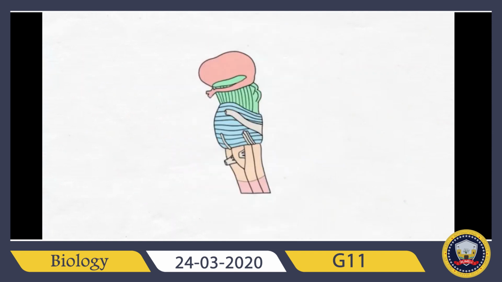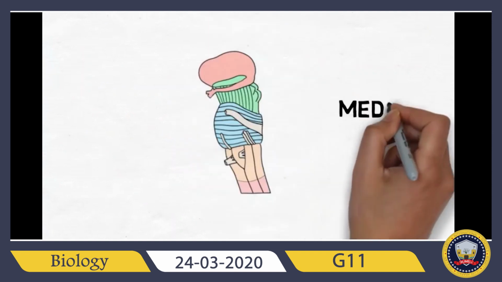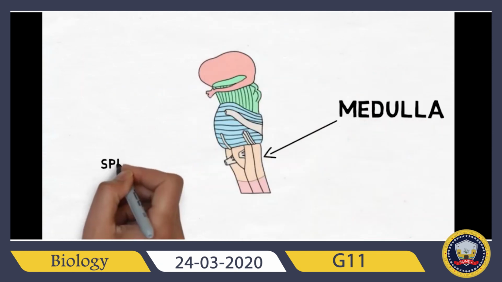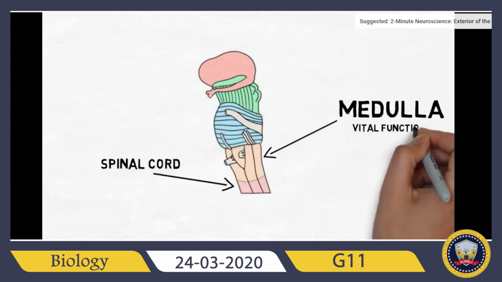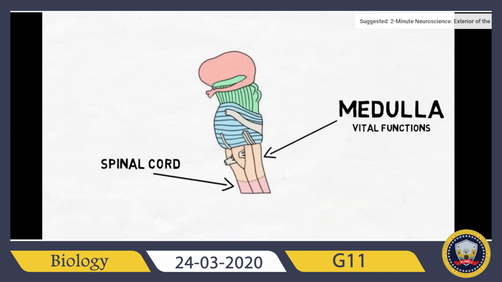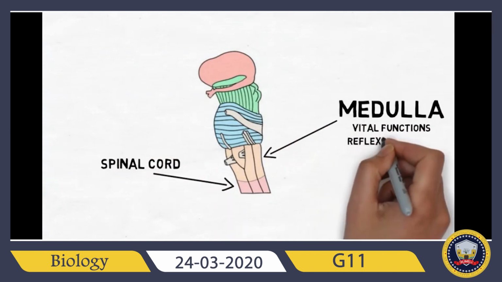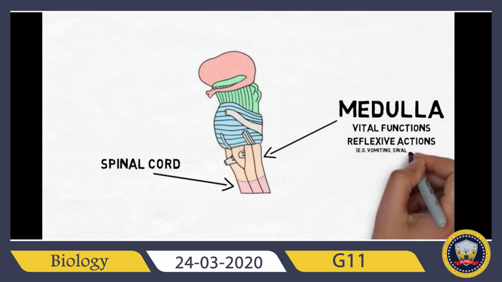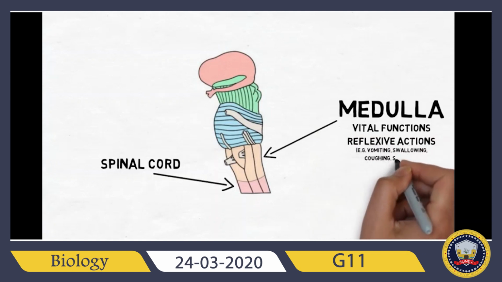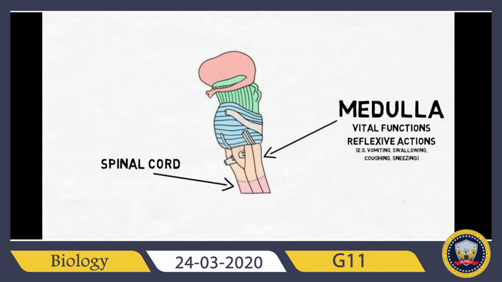The medulla oblongata, often simply called the medulla, is the point where the brainstem connects to the spinal cord. The medulla is essential for survival, as it contains nuclei that ensure vital systems like the cardiovascular and respiratory systems are working properly. The medulla also contains nuclei that are responsible for a number of reflexive actions, including vomiting, swallowing, coughing, and sneezing. Several cranial nerves also exit the brainstem at the level of the medulla.